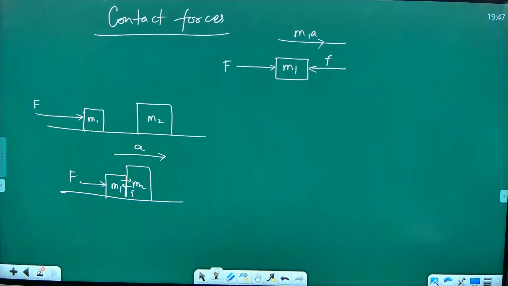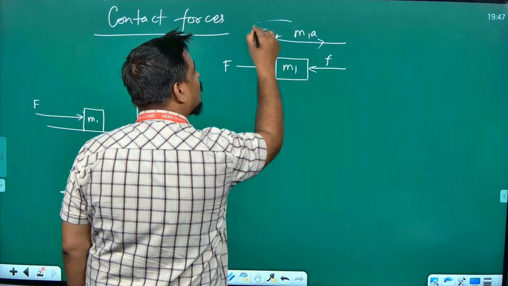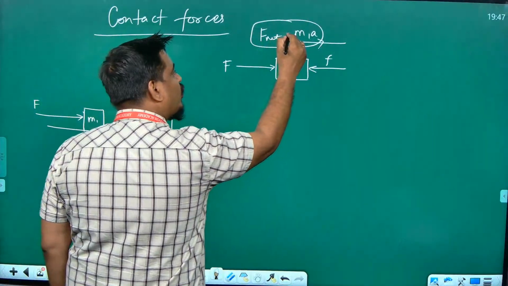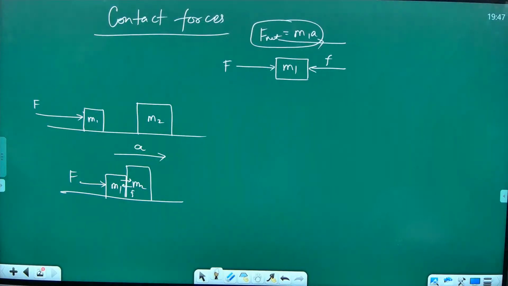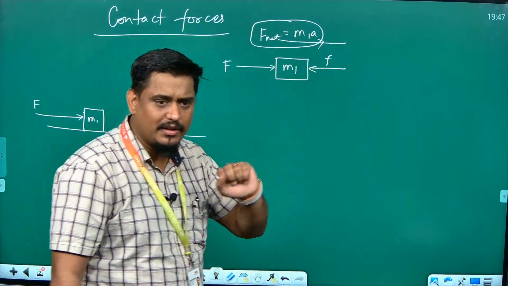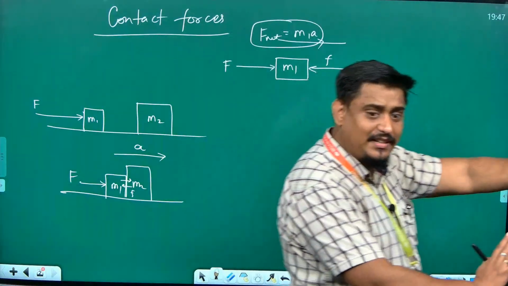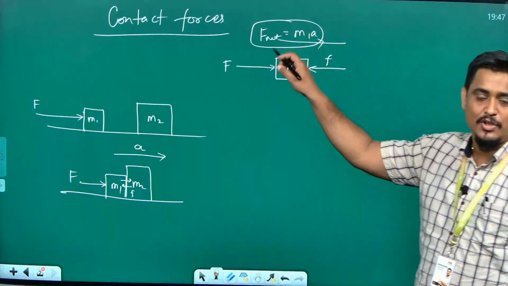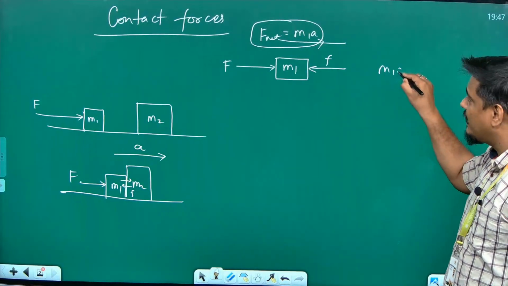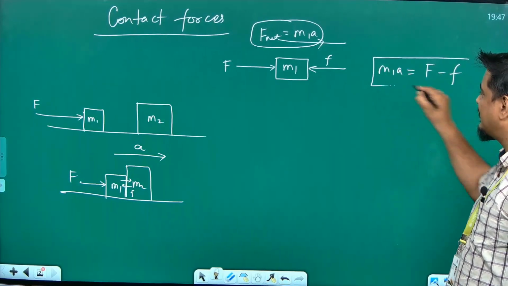Force is equal to mass into acceleration. This force is what? Net force. What is the meaning of net force? Not total. Net force means that F is more than f, and only then is it moving, right? See, if these two forces were equal, the body would not move, right? Since capital F is greater than small f, the body is moving towards the right. So, this is the result of that. So, I can say that M1a is because F is more than f. So, net force F minus f will become equal to M1a.